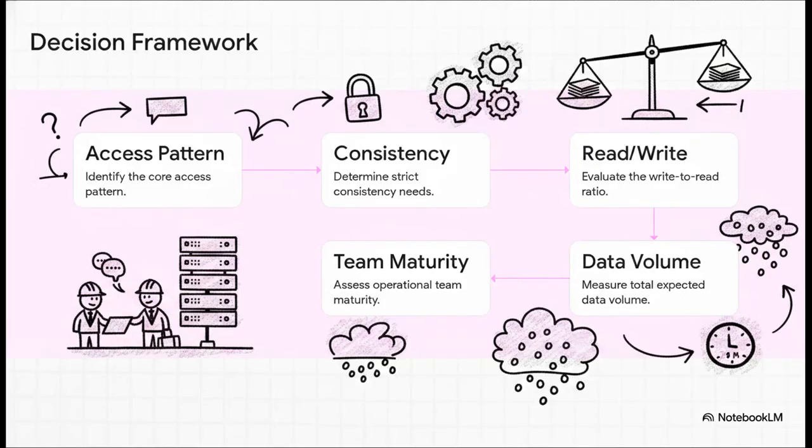So step by step, you can use this simple mental algorithm to make sure you never pick a database just based on the latest tech hype. First, strictly identify your core access pattern. Second, determine your actual strict consistency needs. Remember, CAP. Third, critically evaluate your write-to-read ratio so you pick the correct storage engine. Fourth, realistically measure your data volume.